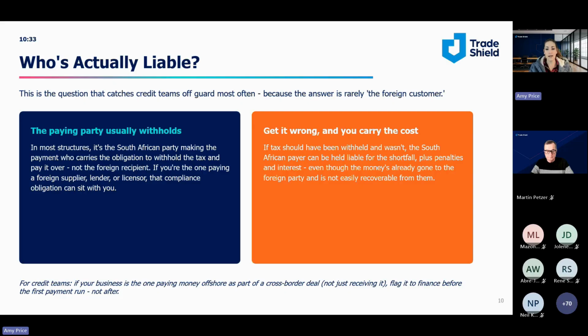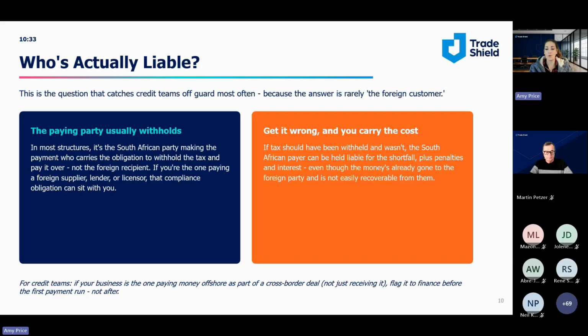It's important to slow down here at this point and ask: am I actually liable for the withholding tax or not? Most people's instinct is to assume that if it's foreign, then it's the customer's problem, because I'm not registered there, so it's not my problem. But if there's a deduction on that invoice, then in most structures it's actually the South African party making the payment who carries the legal obligation of that withholding tax, and therefore they have to pay it over to the tax authority, and then you claim it back.